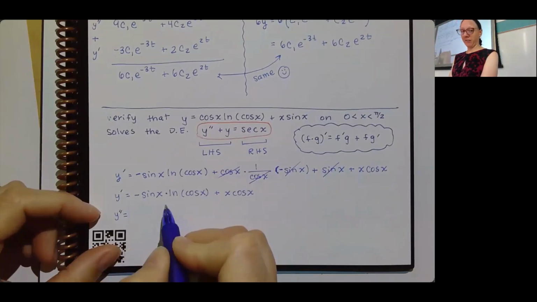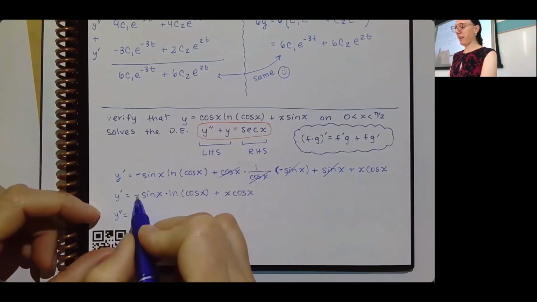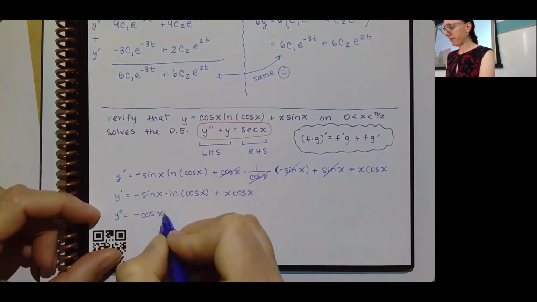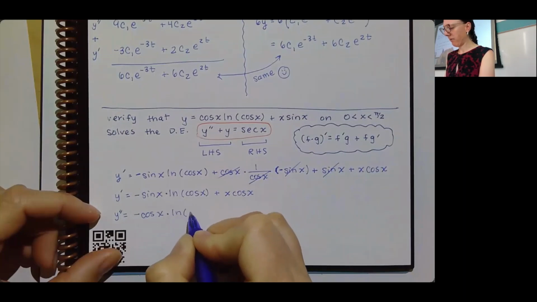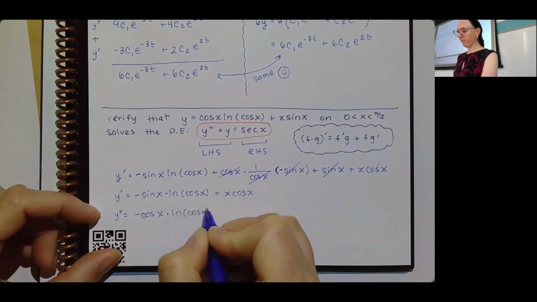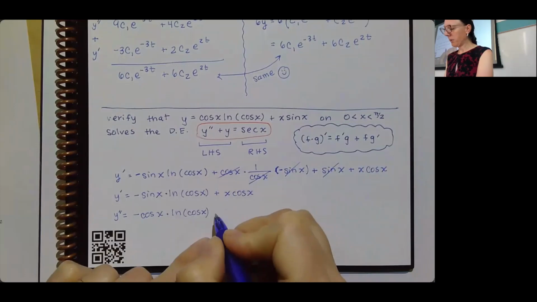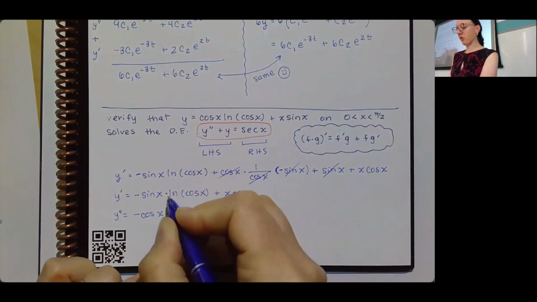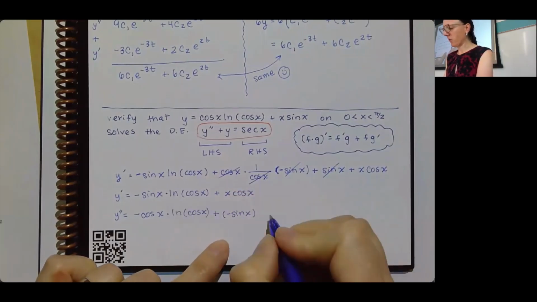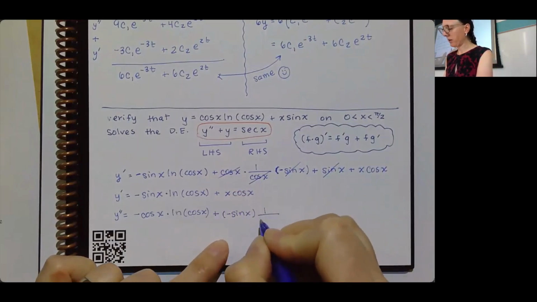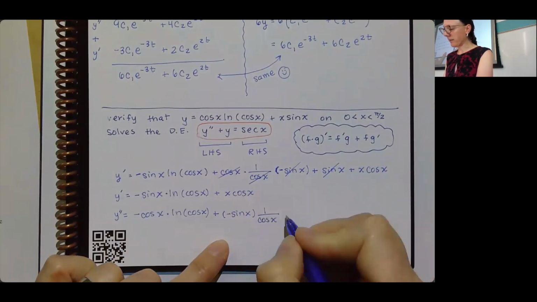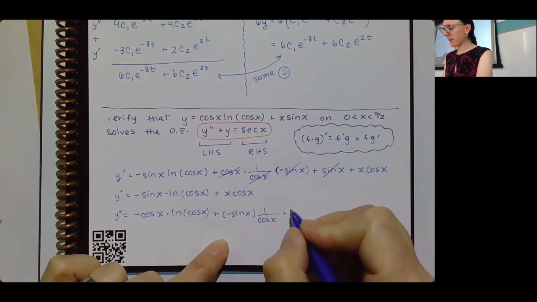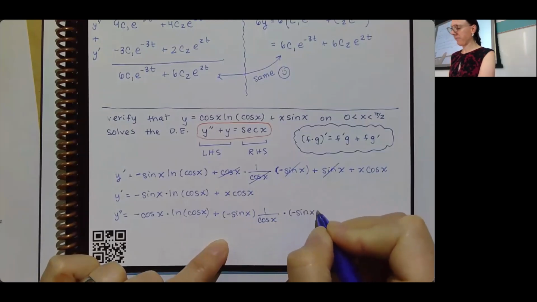So I'm going to have a product rule again. The derivative of negative sine of x would be negative cosine of x times, we're going to leave the ln of cosine x alone, plus we'll leave the negative sine of x alone, and then take the derivative of ln of cosine x. So that would be 1 over cosine x times the derivative of cosine x, which is negative sine of x.